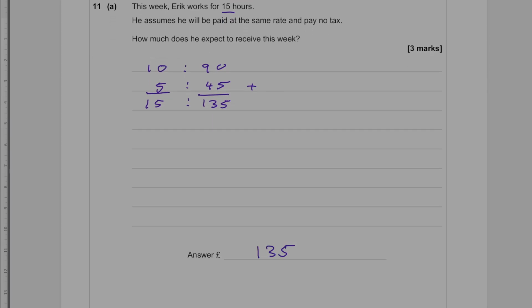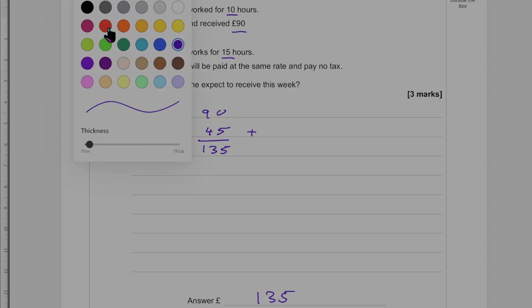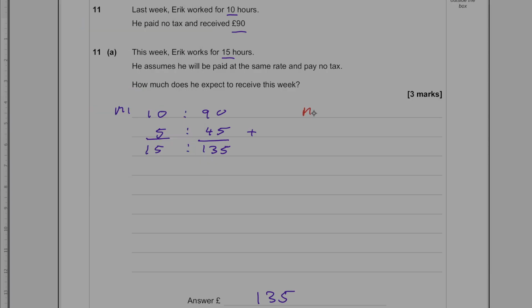That's not the only way we could do this, so I'll do it another way. We'll call that method 1, and we'll do method 2 in a different colour. Let's go red. So method 2, I could say that his hourly rate is going to be 90 divided by 10 to give me 9, and then do 9 times 15, which would give me 135 as well.